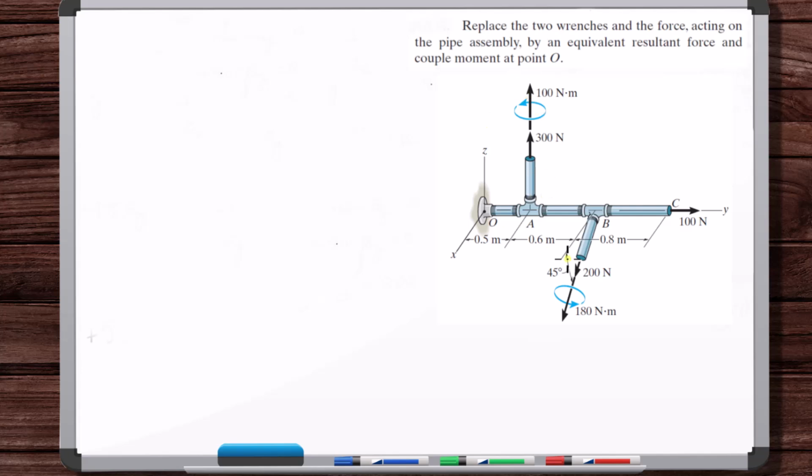So we've got two wrenches here and a force. You could simplify this to have just one wrench at point O. But you can simplify it however you want. Why don't you have a wrench here on this pipe leg and a wrench here on this pipe leg, right? You can simplify the system however you want. So, okay, what is a wrench? How do you get a wrench?